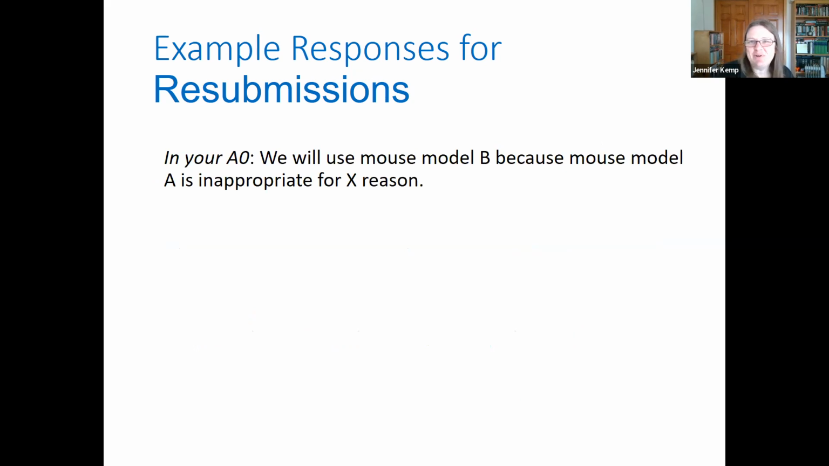Okay, this is one that just came up the other day, and it was really irritating, so I decided to stick it in here. In their first submission, the person said, we will use mouse model B because mouse model A is not appropriate for whatever reason, and they explained it. So I think mouse model A was kind of a standard model in the field, but they couldn't use it for some reason, so they said, okay, we're going to use mouse model B, and they explained why.